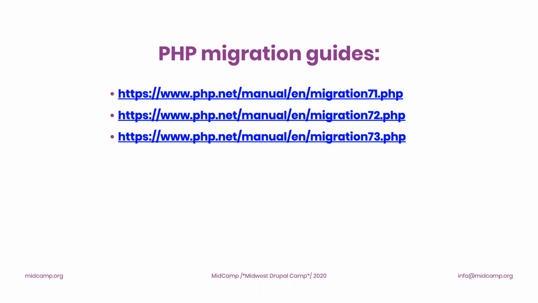I've put links up here. Each version of PHP also comes out with a migration guide, which has a link inside that page that lists all the backwards incompatible changes of that version. So if you do have to upgrade your PHP version, it's good to be aware of those, review them, and just be aware of any changes that you might have to make before you're ready to upgrade your server.